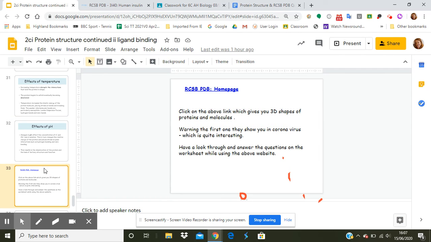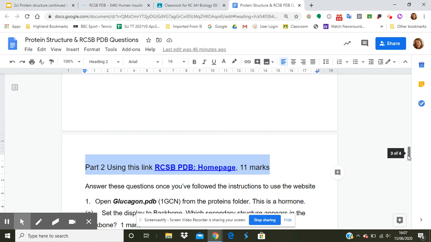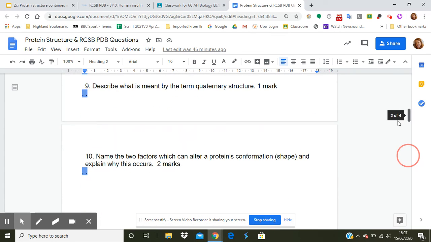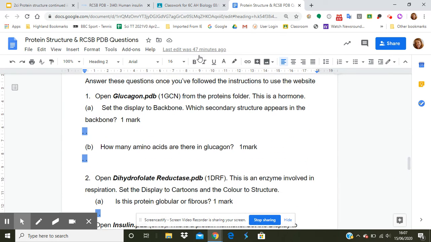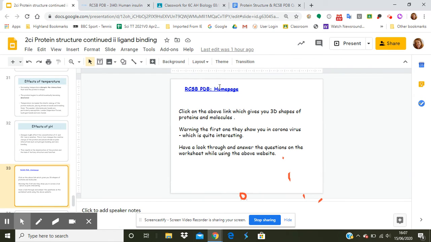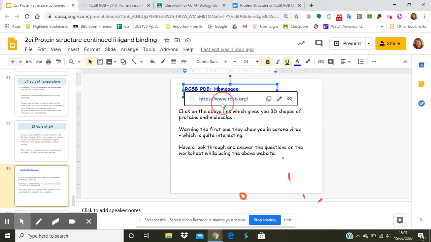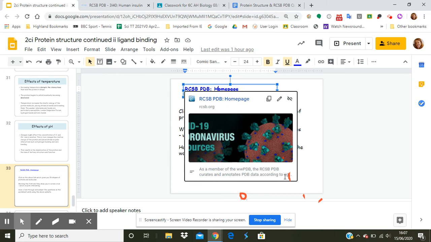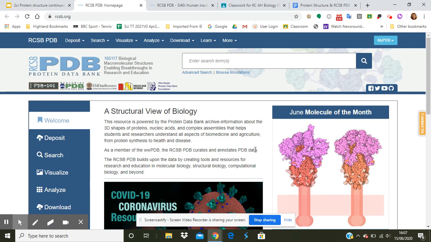Now the final thing I just wanted to quickly look at is this web page here. So I've given you a worksheet to do. The first lot of questions are just general protein questions. The second lot are all to do with this website. So you click on that website either on here or on the worksheet, and you get to this website here. Now I do apologise, the first thing that comes up is obviously coronavirus.